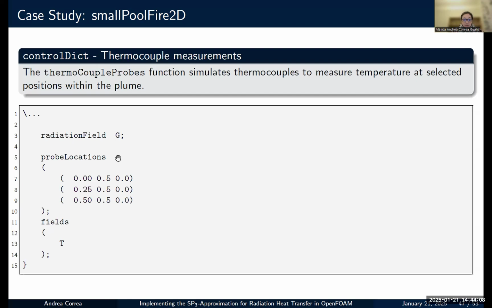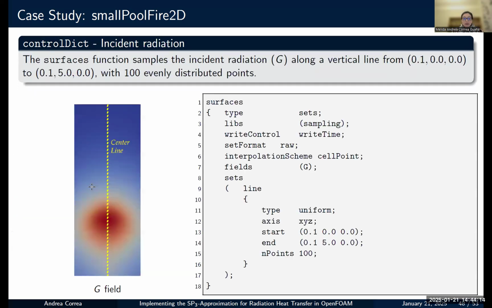I'll show you where these probes are located, and this is the other function to obtain the incident radiation. Here is one of the results, obtained along the central line, and we can see the different behavior in the colors, because the colors represent the intensity of the radiation at each point of the domain. Of course, if the color is red, this indicates a higher intensity of radiation.